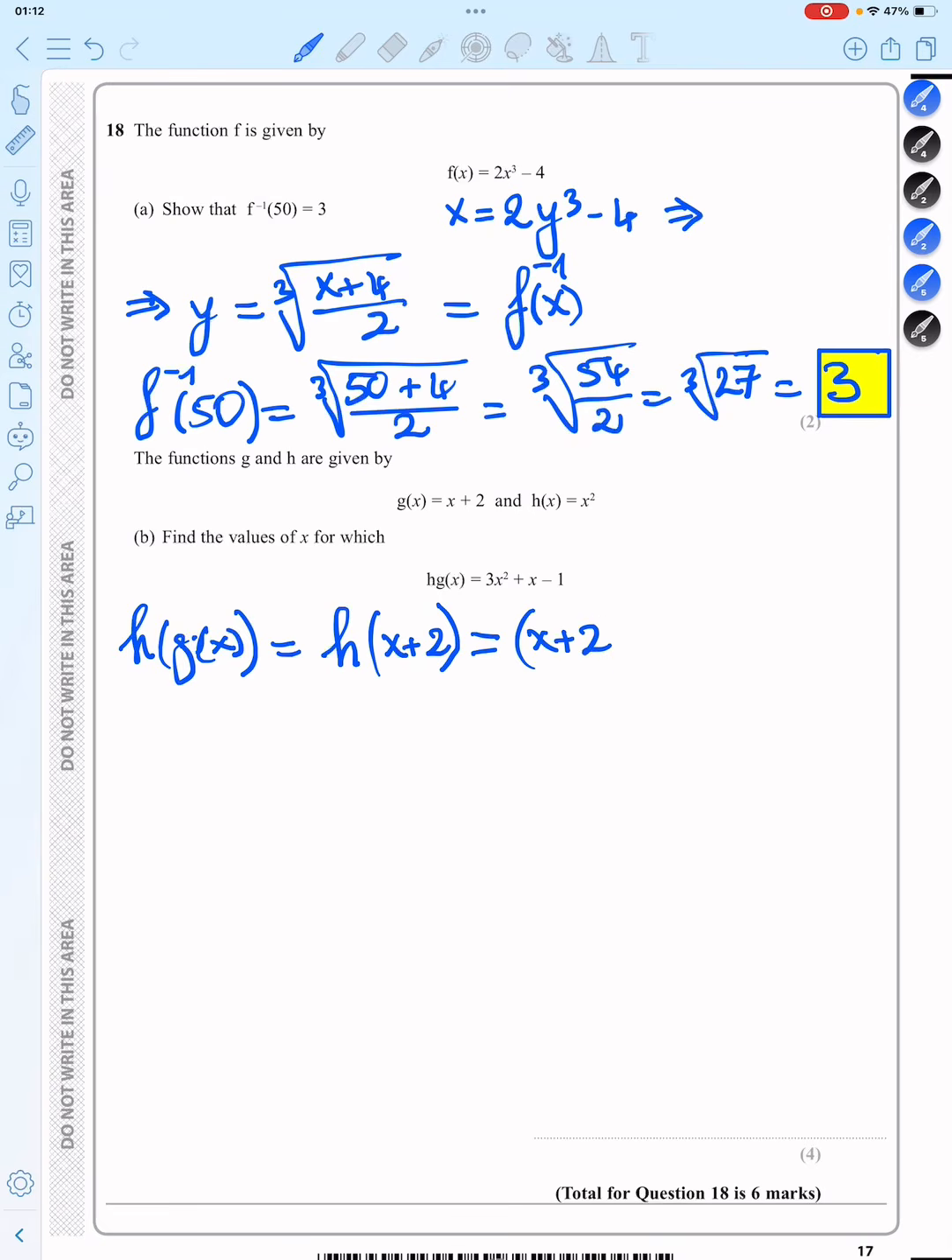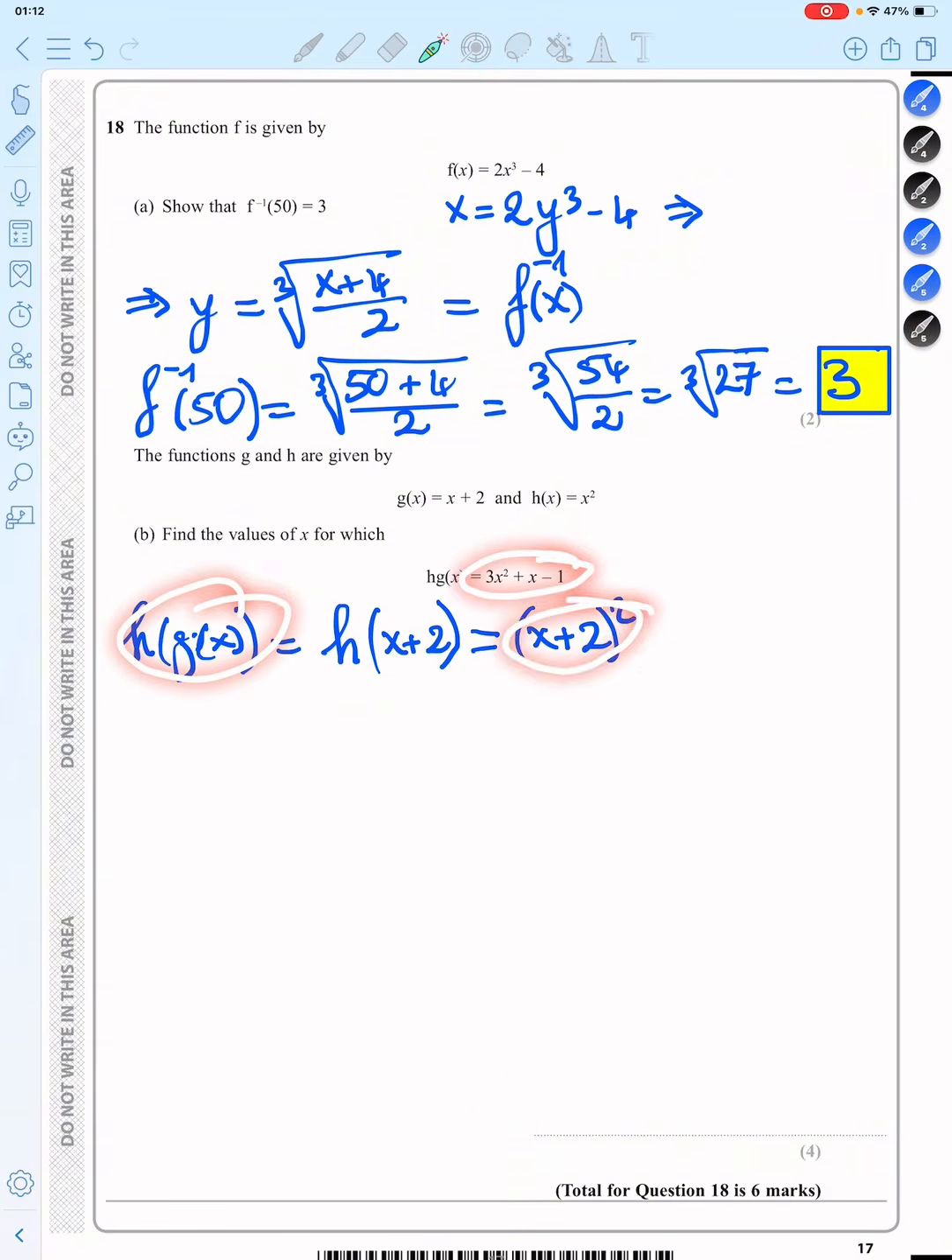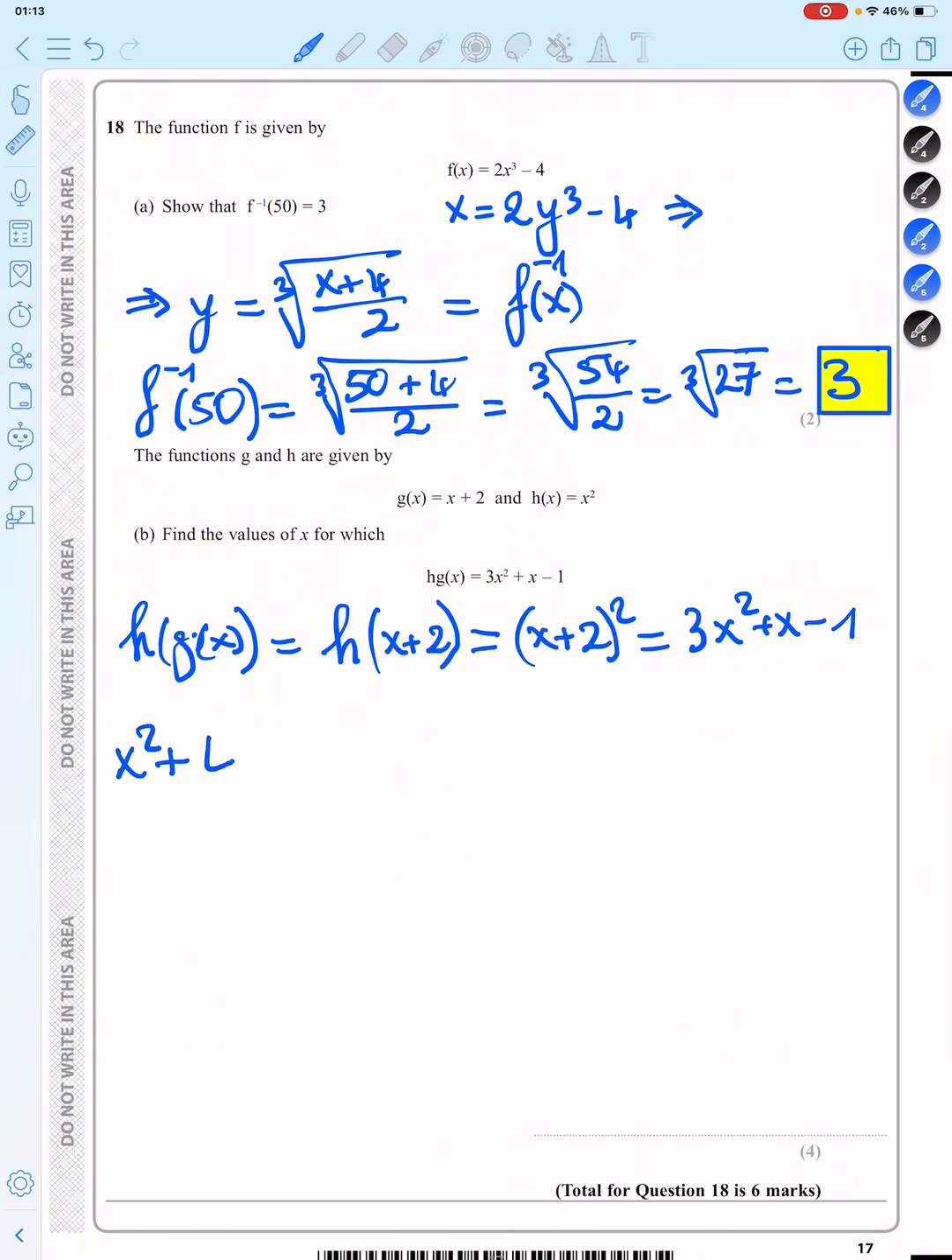So it is x plus 2 squared, right? h of g of x is equal to this. Therefore, this one must be equal to this one, right? And that is equal to 3x squared plus x minus 1. Now, I just need to solve this and find the values of x where this is true, right? So if I expand the left-hand side, I'm going to have x squared plus 4x plus 4, right? And then that is equal to 3x squared plus x minus 1.